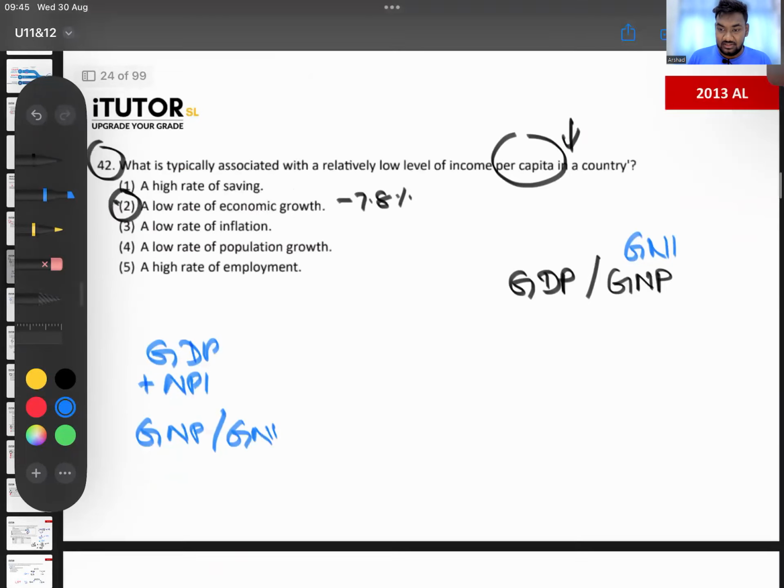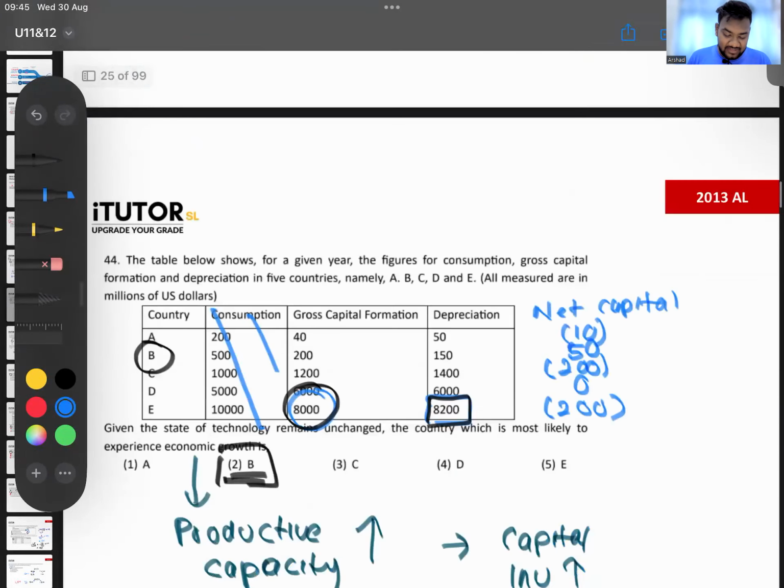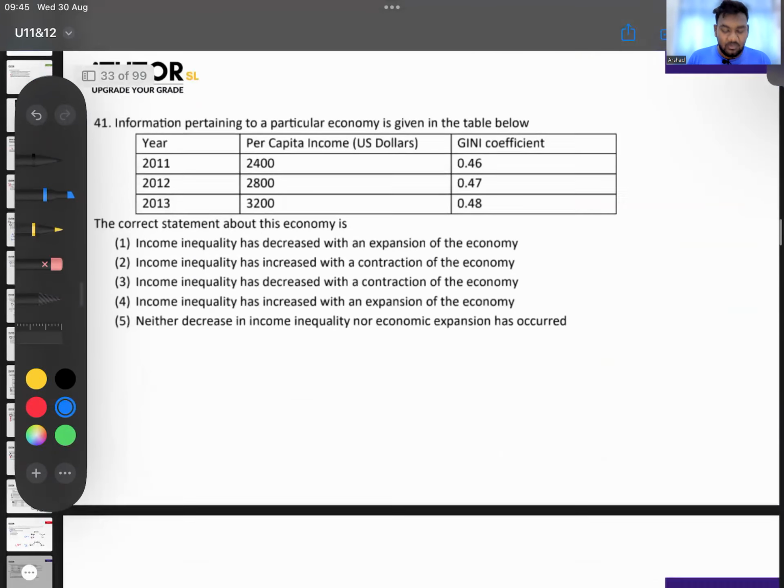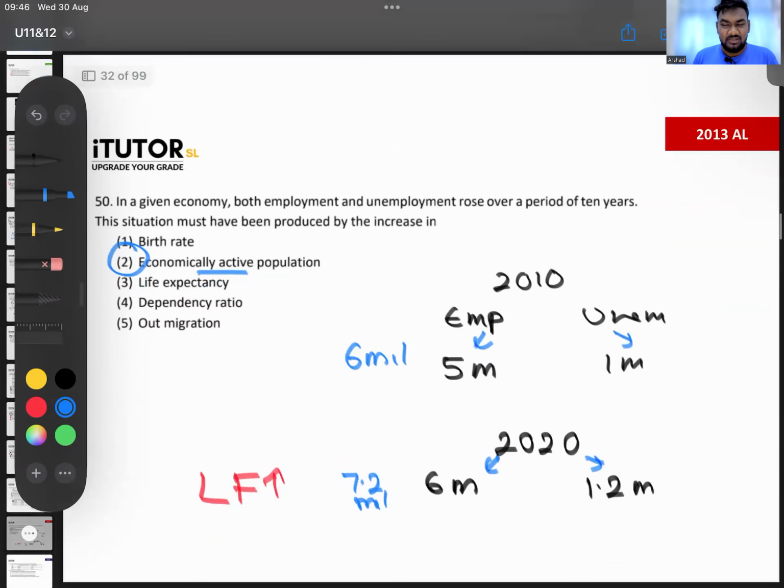Can't you say increase in life expectancy? Life expectancy means people are living for more years. But just because people are living for more years, can you say that the employment and unemployment rates went up? The number of people went up, but these are old people, right? Old people are anyway not part of the labor force.